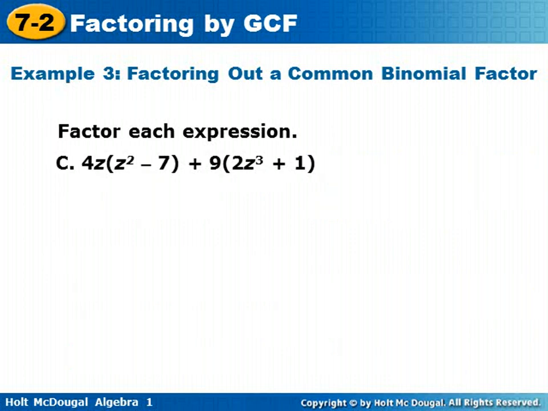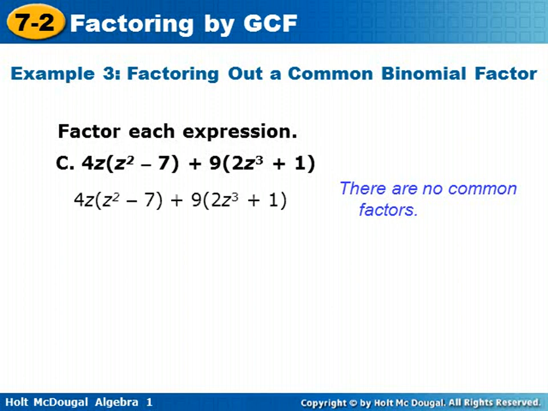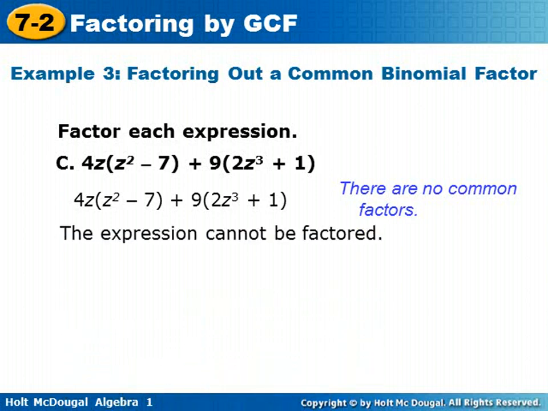To factor the expression 4z times (z squared minus 7) plus 9 times (2z to the third plus 1), there aren't any common factors. So 4z times (z squared minus 7) plus 9 times (2z to the third plus 1) cannot be factored.